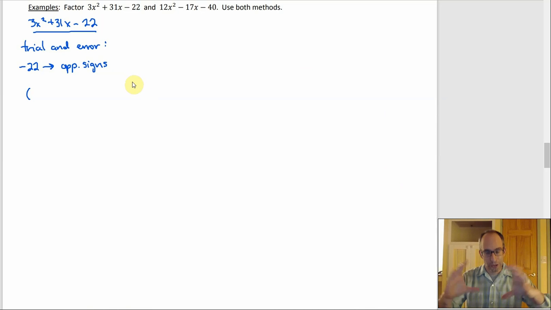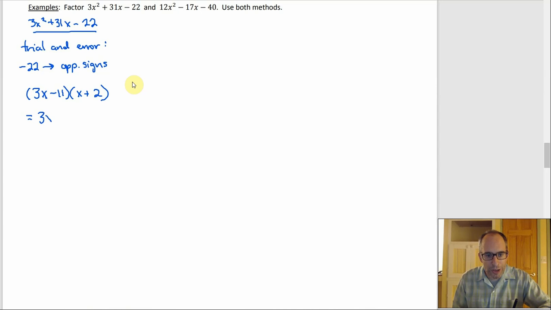So those are closer together, the negative 11 and the 2, right? Or I guess 11s and 2s are closer together than 22s and 1s. So I tend to work that way, closer to farther in terms of the two numbers in the pair. That is kind of just a preference, but it does tend to work out better. So let me just try this. Let's say 3x minus 11 times x plus 2, because we know we have to have a 3x and an x. If we multiply this out, what are we going to get?